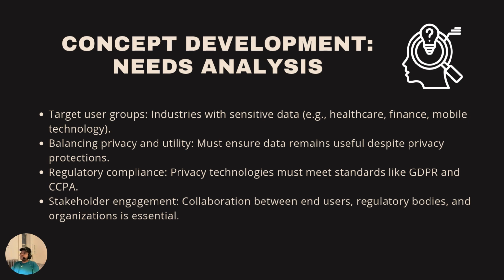The next key challenge is balancing privacy and utility. We need to protect individual privacy without sacrificing the usefulness of data. For instance, in differential privacy or DP, adding too much noise can reduce the accuracy of the data. So we need to strike the right balance between privacy and maintaining the integrity of the information.